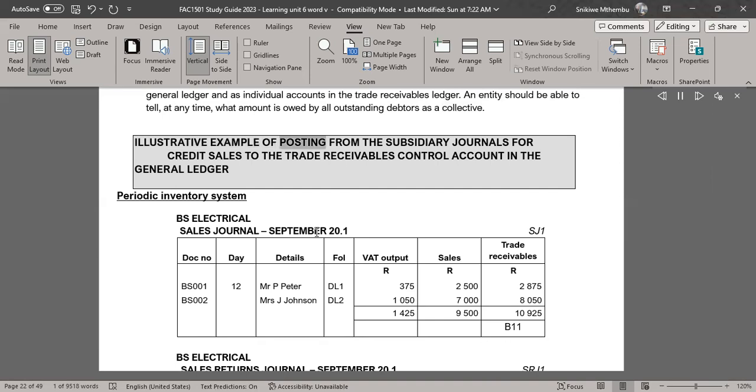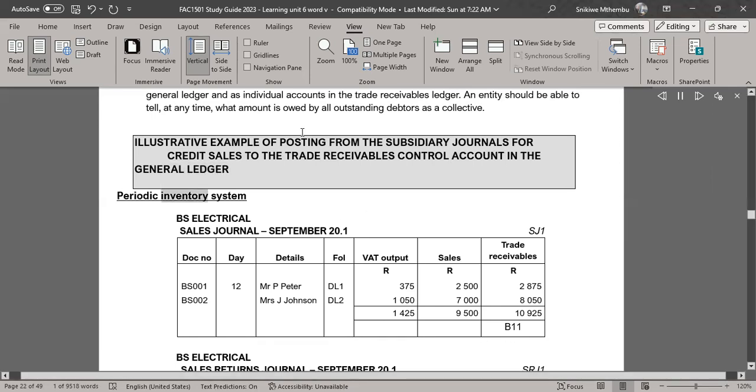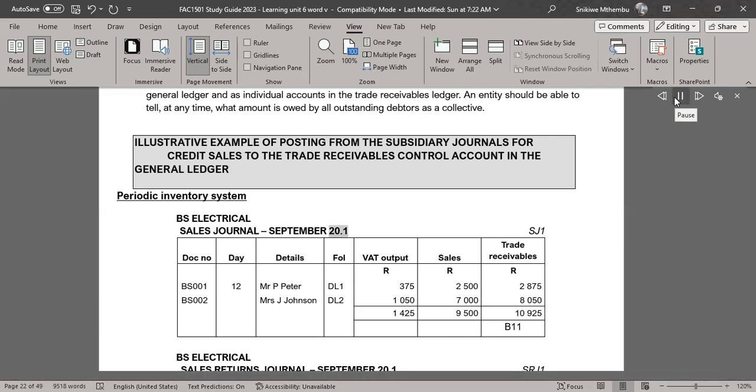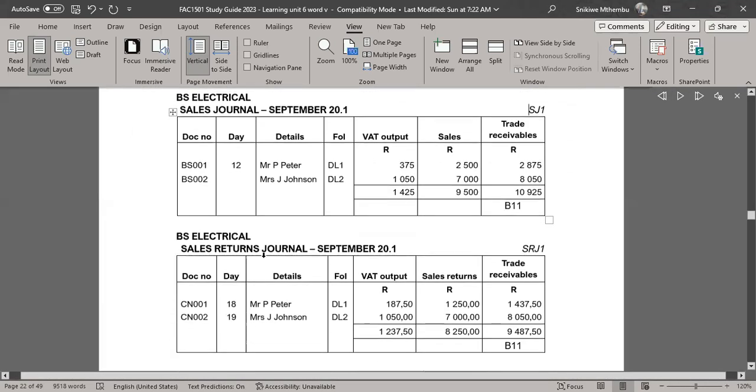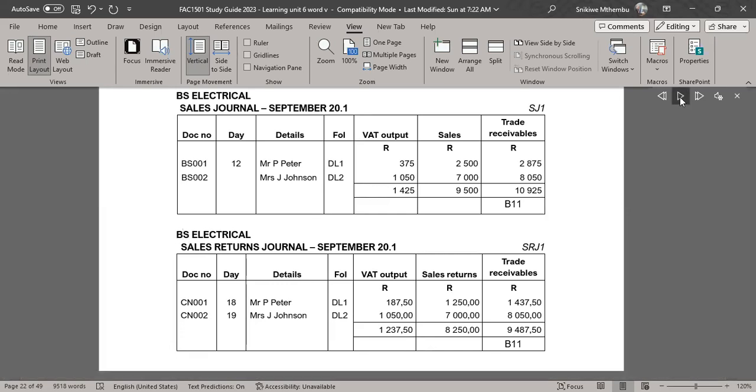Illustrative example of posting from the subsidiary journals for credit sales to the trade receivables control account in the general ledger. Periodic inventory system. BS Electrical. Sales Journal, September 20.1 SJ1. BS Electrical. Sales Returns Journal, September 20.1 SRJ1. Doc No.